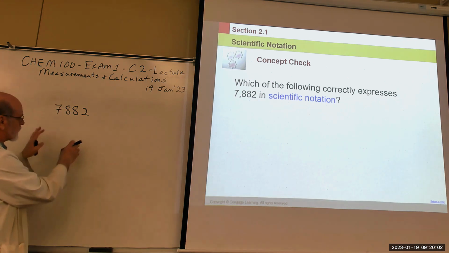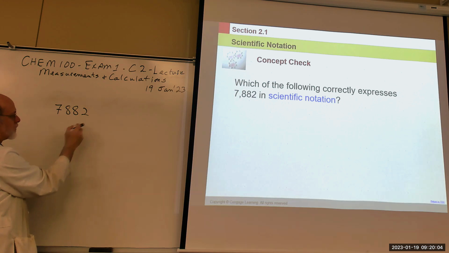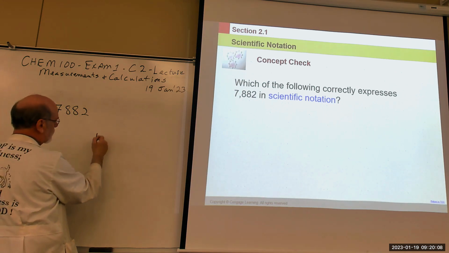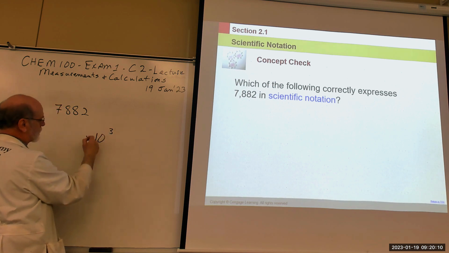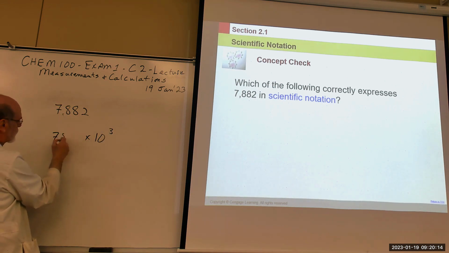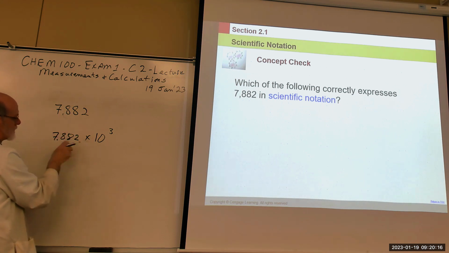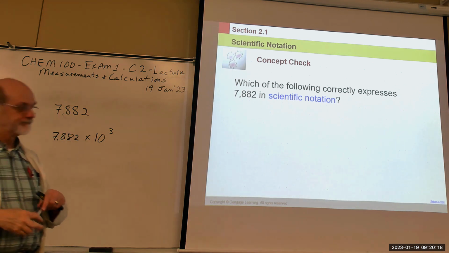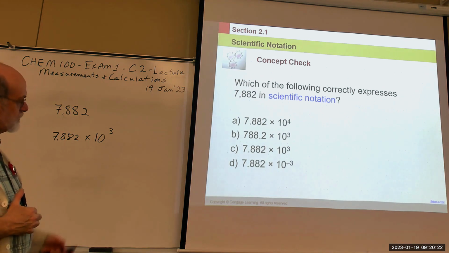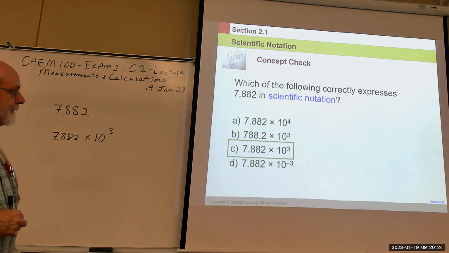Okay, so this one has a decimal there, and if we move it 1, 2, 3, we've stored up 10 to the third power in that movement. And that leaves us with a 2 as our coefficient, which should be right there.